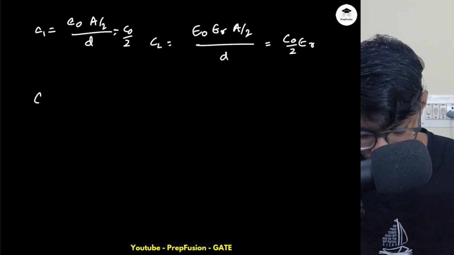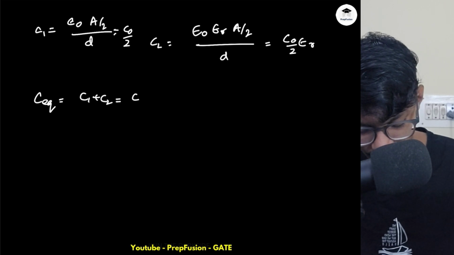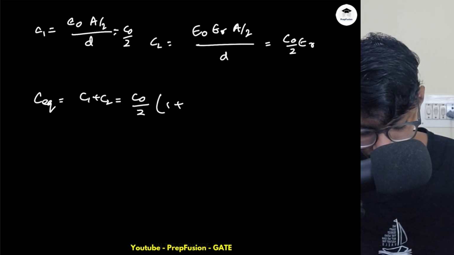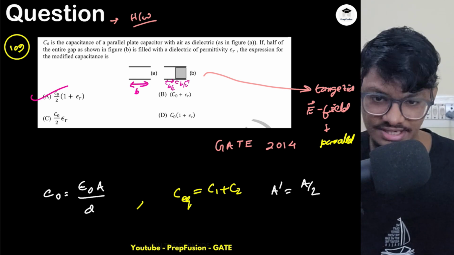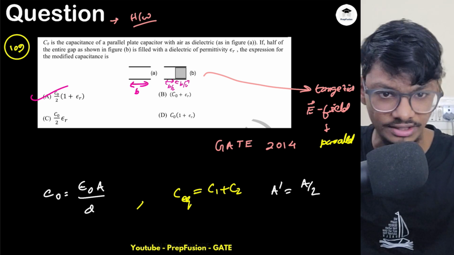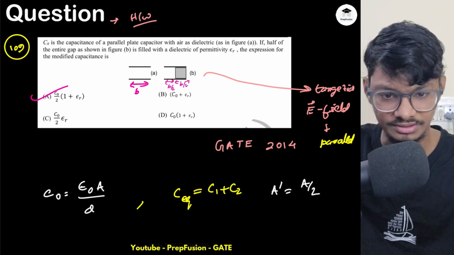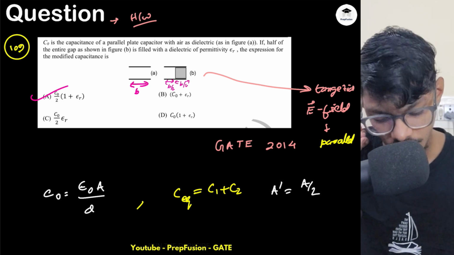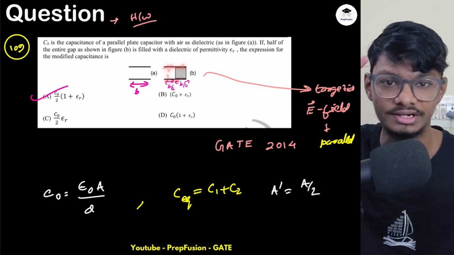So what will be the total capacitance? Total capacitance will be C1 plus C2. I will take C naught by 2 common. This will be 1 plus epsilon r. So option A will be correct in this case. One thing I wanted to say is that you could have done it with the electric field, because the tangential components must be the same. Another simple thing you could have done is to say that the potential difference between these two plates and these two plates is the same, so they are connected in parallel.